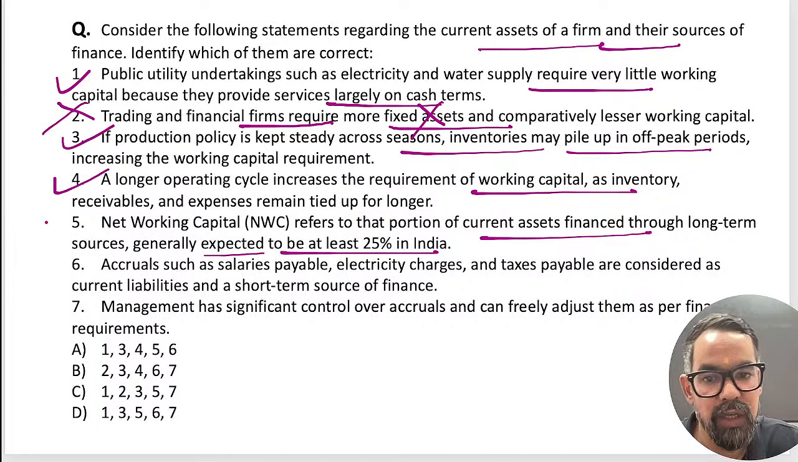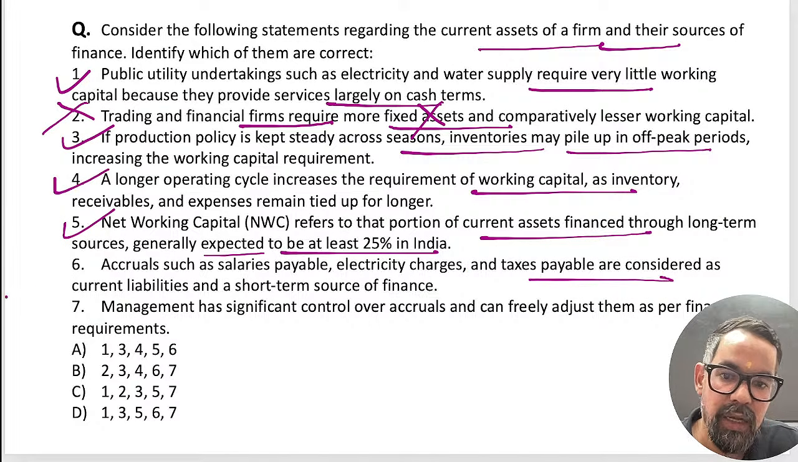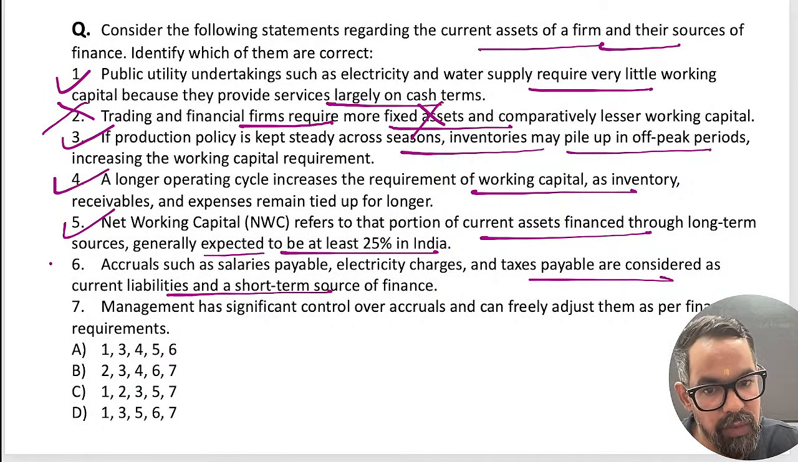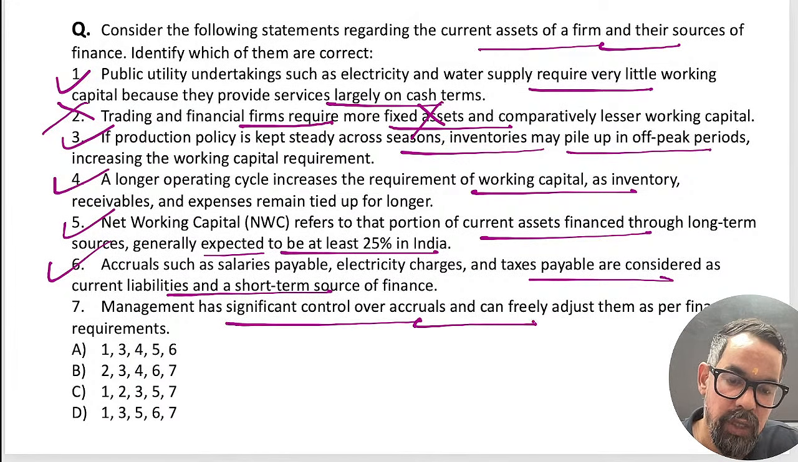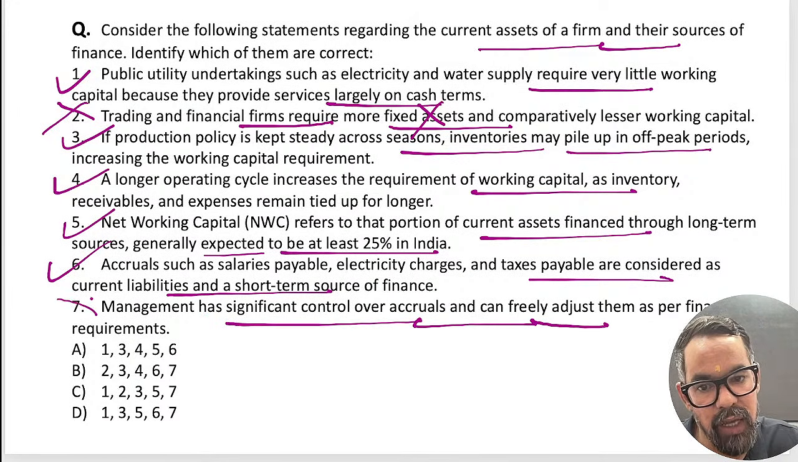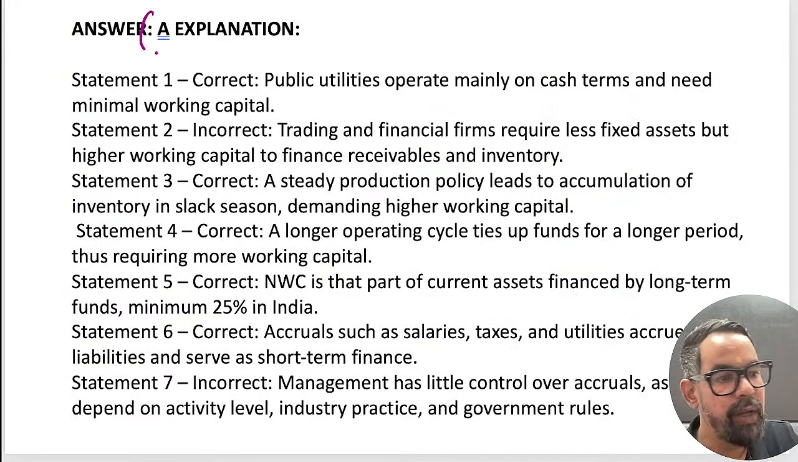sources, generally expected 25% as per the Tandon committee, correct here. Accruals such as salary payable and this are considered as current liabilities, absolutely right. Management has a significant control over the accruals. No, they are not controlled by the management, they get decided by external factors, so it should be wrong. Means 1, 3, 4, 5. 1345 means option A only will be the right answer for this.